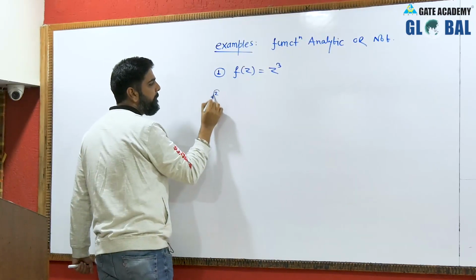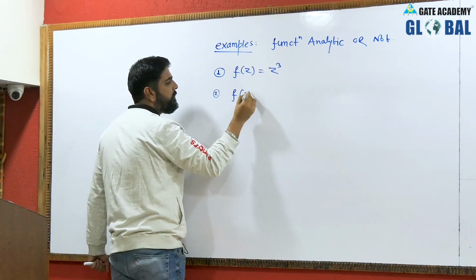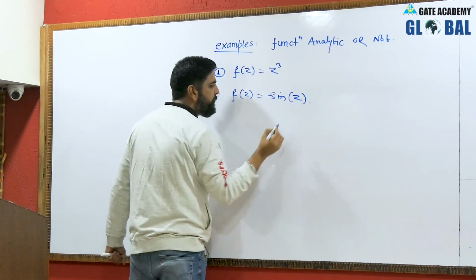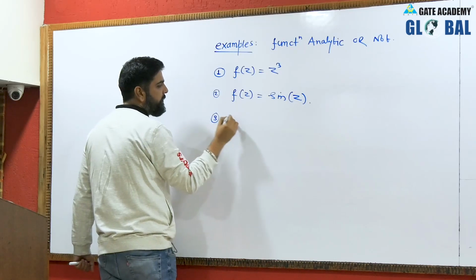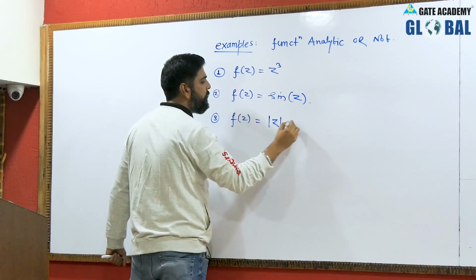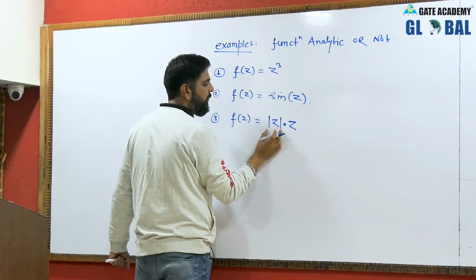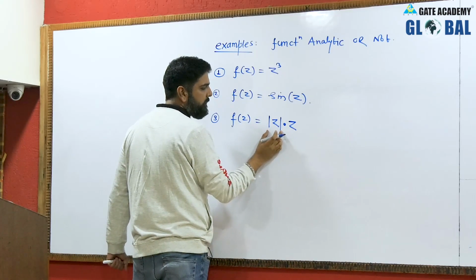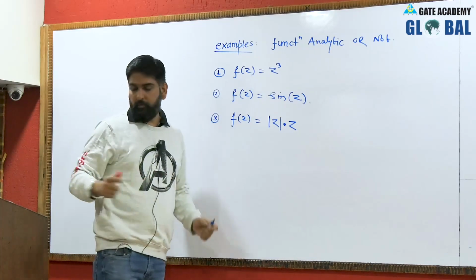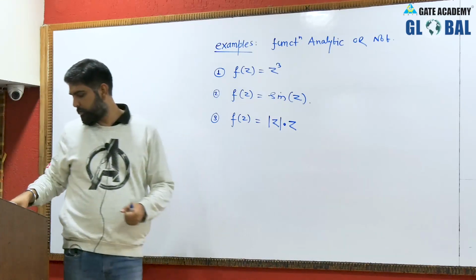Number 2 is f(z) is equal to sine z. Number 3 is f(z) is equal to mod of z into z, the modulus value and the complex number. So these 3 functions, let us start from the very first function.